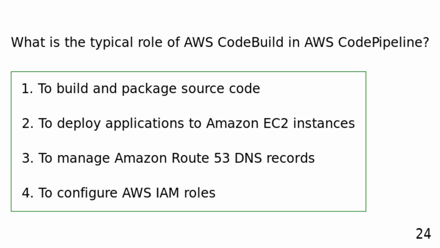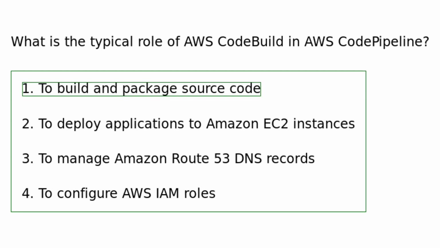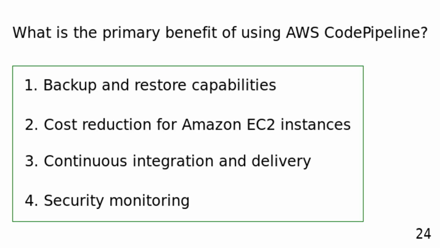What is the typical role of AWS CodeBuild in AWS CodePipeline? To build and package source code. To deploy applications to Amazon EC2 instances. To manage Amazon Route 53 DNS records. To configure AWS IAM roles. AWS CodeBuild in AWS CodePipeline is typically used to build, test, and package source code before deploying it using subsequent pipeline stages.